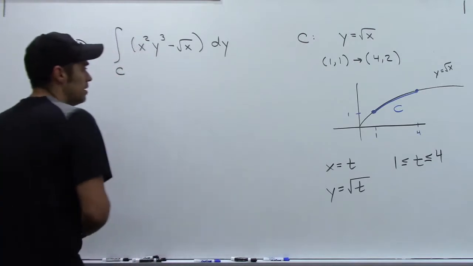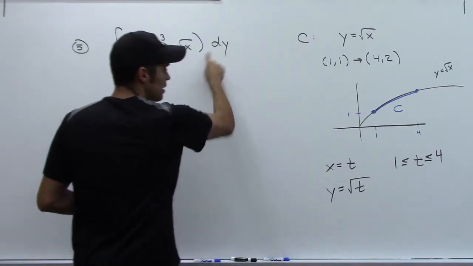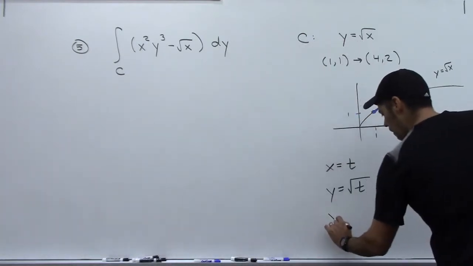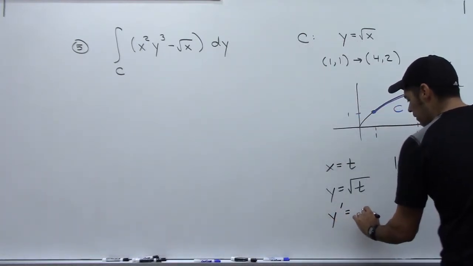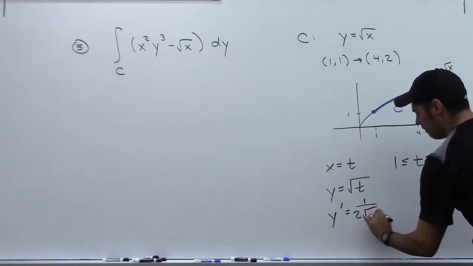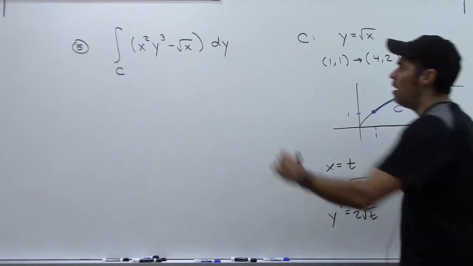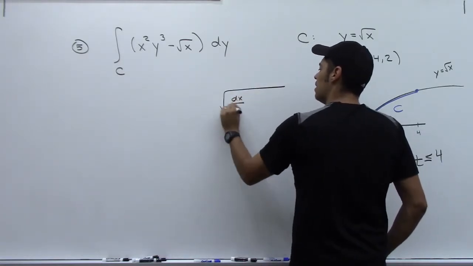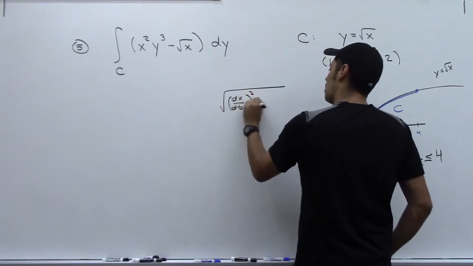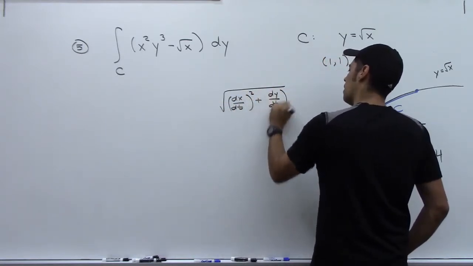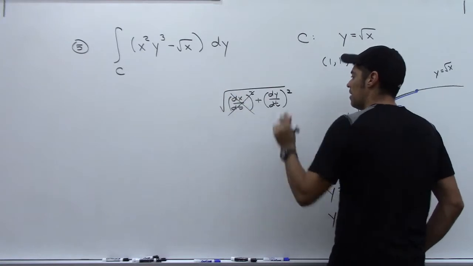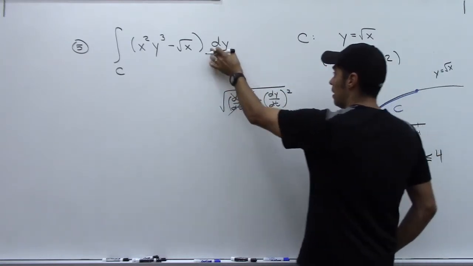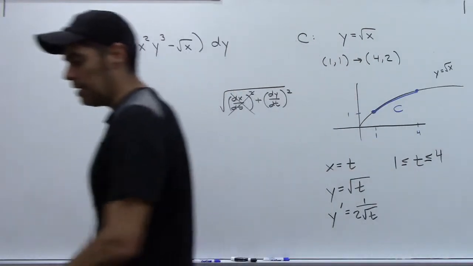I also need, in this particular problem, dy. So dy is just the derivative of this, and the derivative of that is 1 over 2 root t. And remember that the dy actually comes from the formula for ds, where you go square root of (dx/dt) squared plus (dy/dt) squared, and we're saying that dx is 0. And so you get the square root of (dy/dt) squared. So that's why it's just dy. So we don't have to square it.